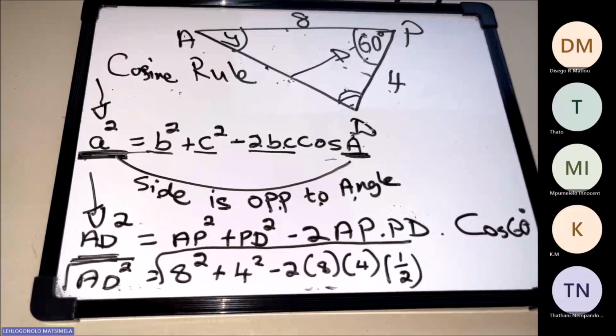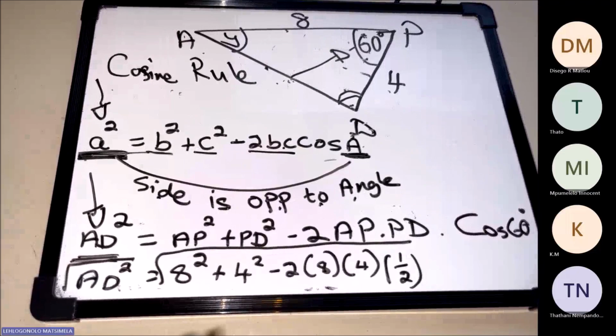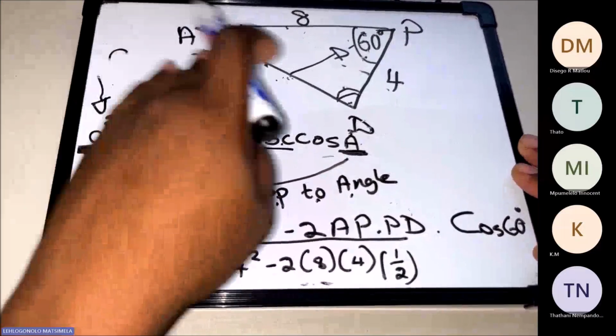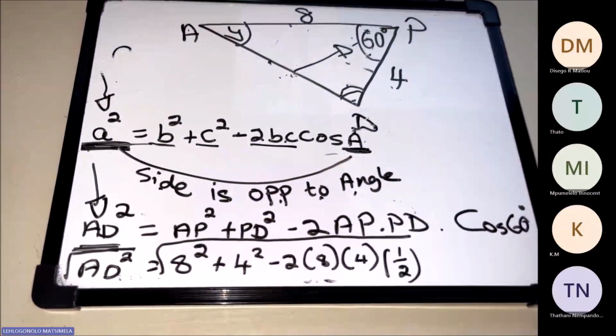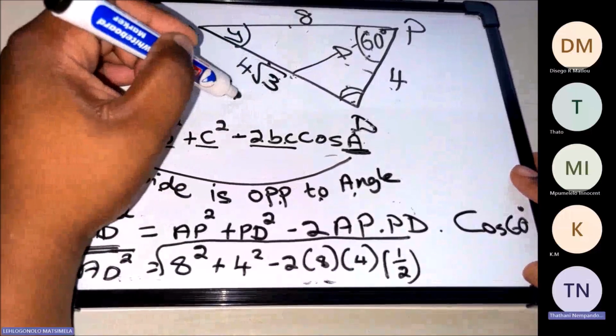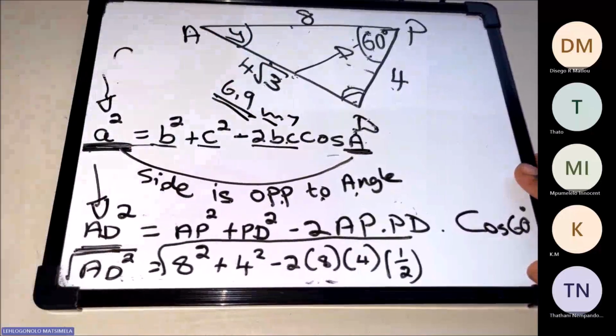That is when we are given two sides, one angle, and the angle is not opposite to any of the two sides, and we are looking for the third side. That's how we find the third side. When I punch it on my calculator, it gives me 4 root 3, which is 6.9, almost 7, approximately 7.